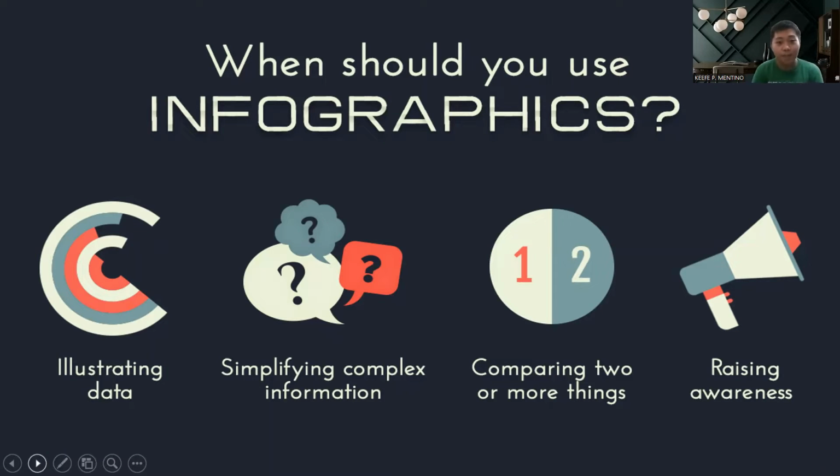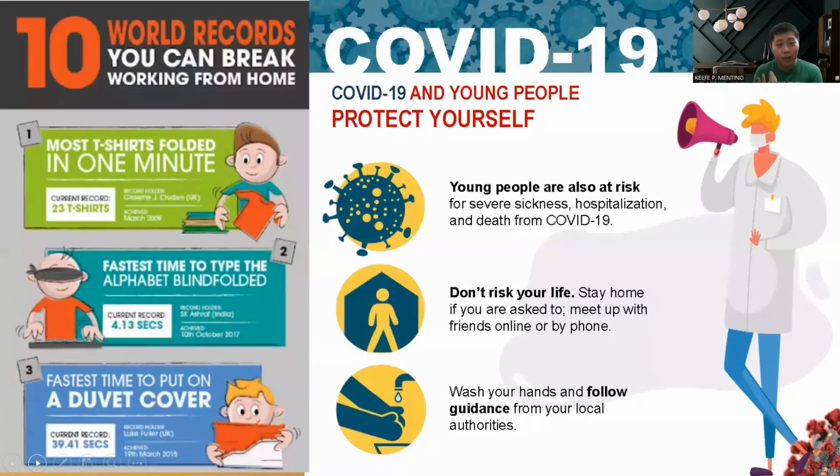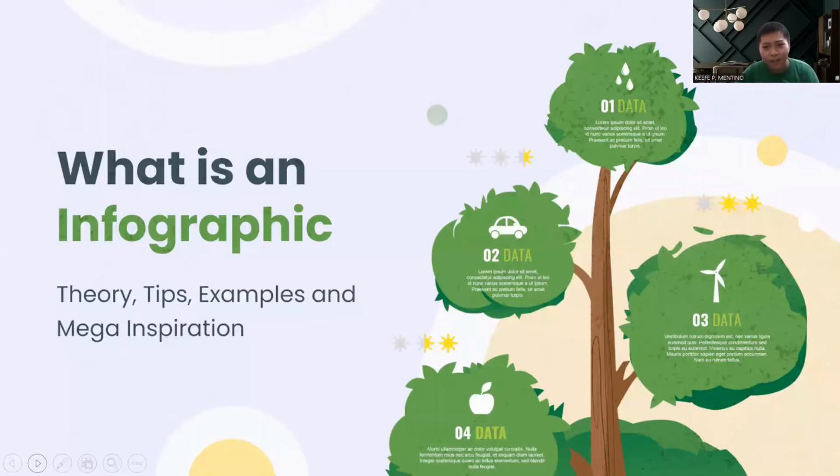And then, second one, we have here the 10 world records you can break working from home. Dito, makikita natin, it's very simple. It's very eye-attractive that you will be engaged in reading the information. The same with this COVID-19 one. Diba? Pagkakita mo pa lang, maganda. So you will be attracted and you will stay focused on reading the information. Also, another example here is what is an infographic. You can also use different elements which will be discussed later.